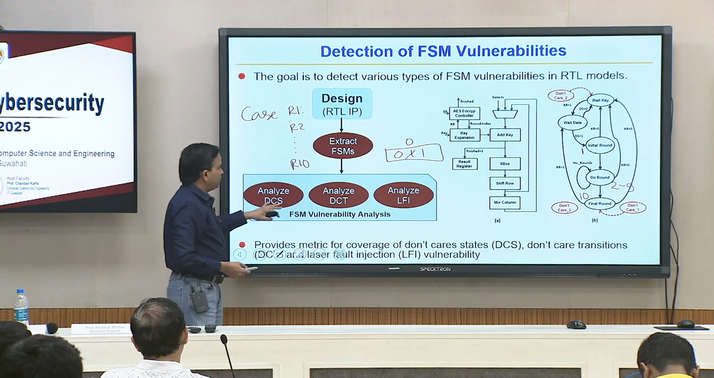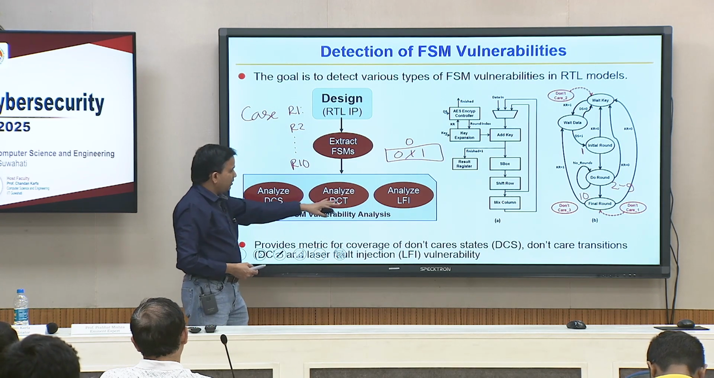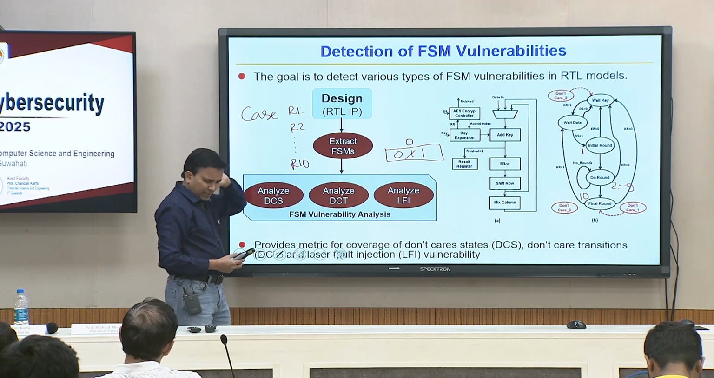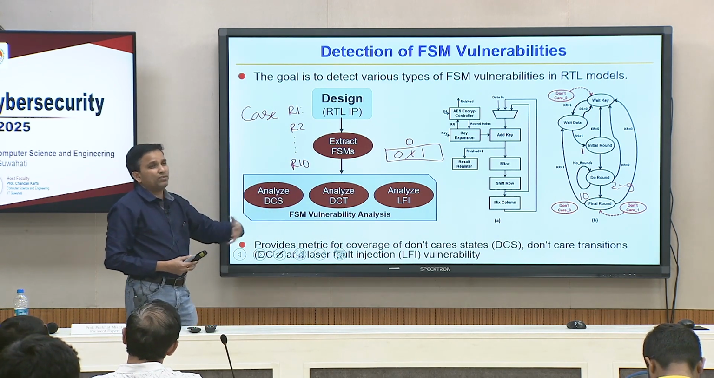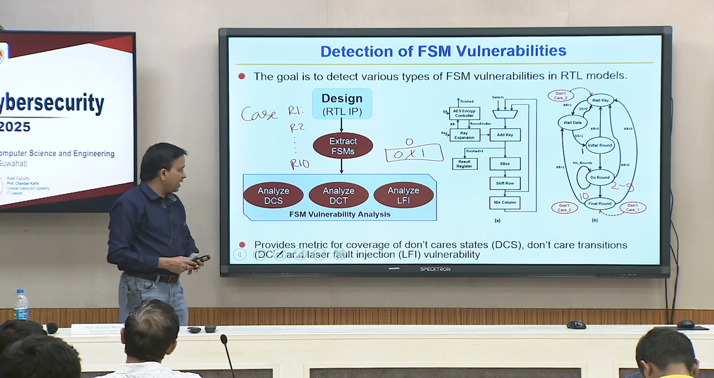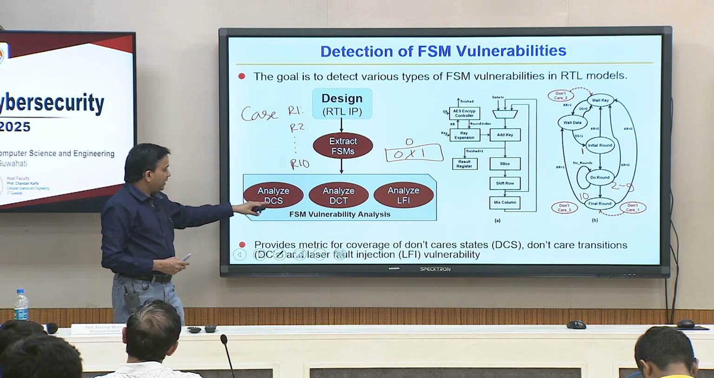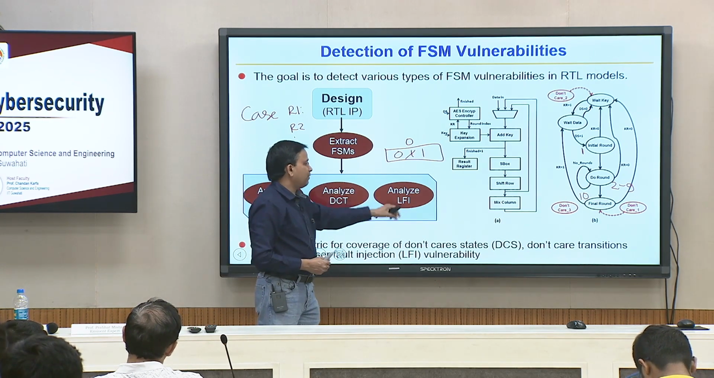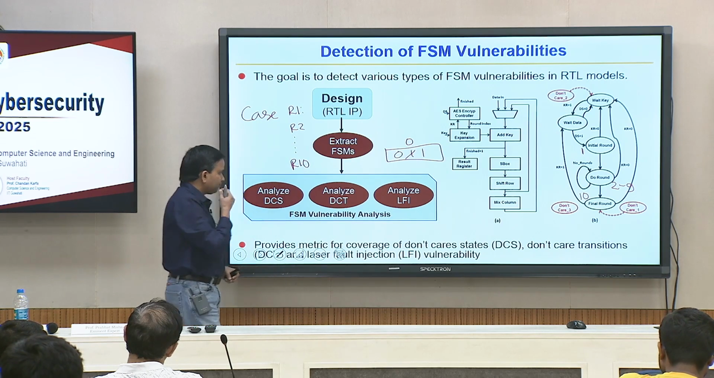Here we are using these 3 kinds of things we call vulnerable, and this work actually got integrated in Synopsys Spyglass, which everybody worldwide uses to check their designs. So: do not care states, do not care transitions, and the laser fault injection vulnerability.